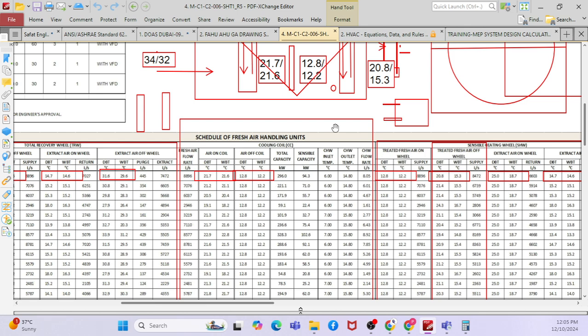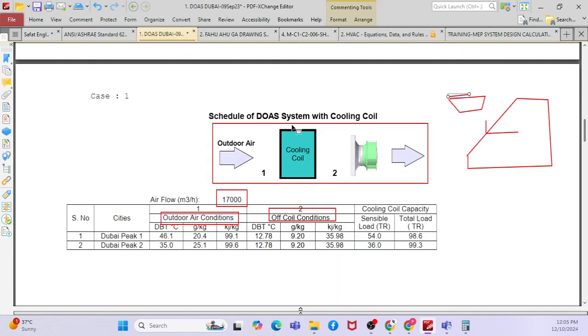Now we have another condition. Say, for example, I'm not going with the one, I want to save some energy. Say I'm spending 98.6 TR, but I want to save some energy if I'm using it for a normal application. For a normal application, my contamination will be lesser, right? Also, I can utilize the return air from the space for energy saving.